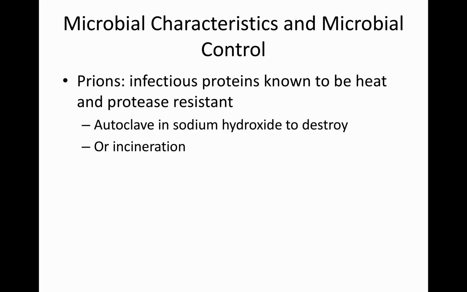Like I mentioned, we're not really going to be too concerned about prions right now, but prions, these are the most resistant form of microbe known. These are infectious proteins. They're autoclave resistant. They're protease resistant. Protease is an enzyme that breaks down proteins, and these are known to be resistant to those proteases. So in order to destroy them, they have to be autoclaved in a sodium hydroxide solution or incinerated.